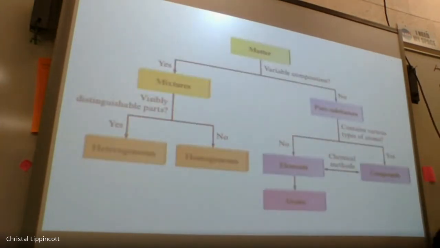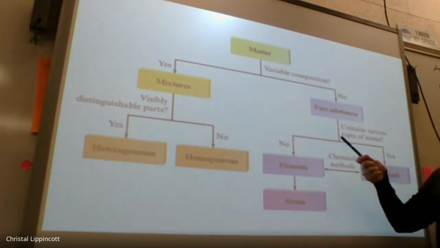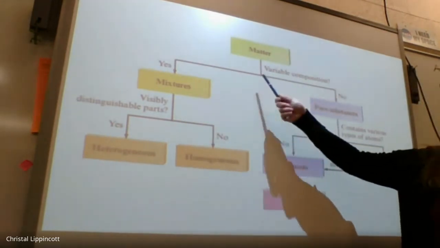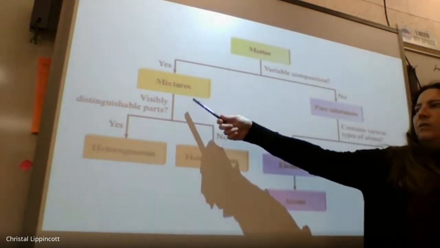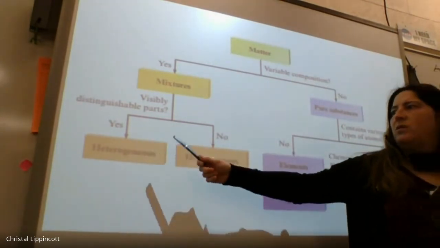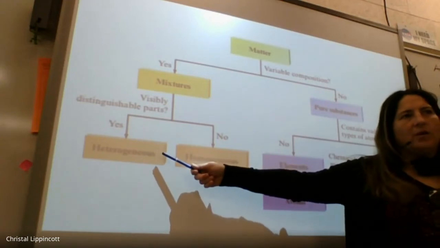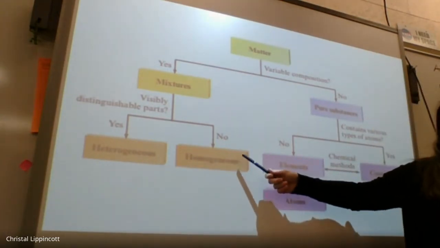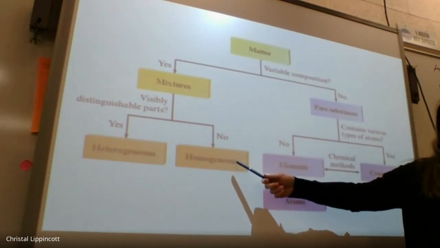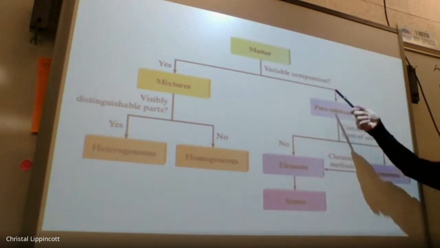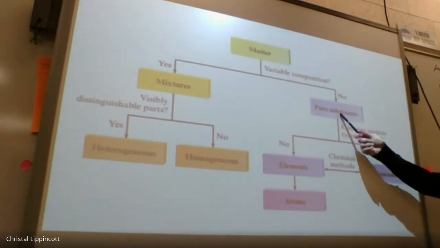All right, this is just kind of a flow chart that shows you how you distinguish between these. So with matter, we have mixtures which have variable composition. If you can distinguish the parts, you're dealing with heterogeneous mixtures. They're also positive for the Tyndall effect when they're mixed. And then if we have a negative Tyndall effect, we have a homogeneous mixture. They're mixed thoroughly throughout.